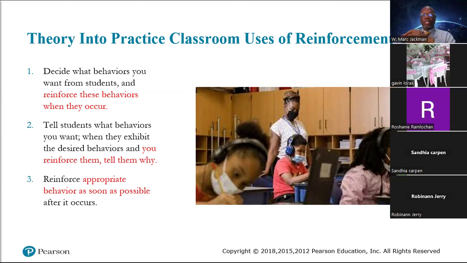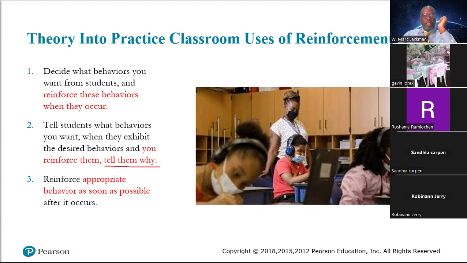So sometimes you have to be conscious and careful as a teacher that the behaviors that you want to reinforce, you make sure you reinforce those behaviors, the behaviors that you want to develop in the students. Tell students what behaviors you want. When they exhibit those behaviors, you reinforce them and you tell them why.